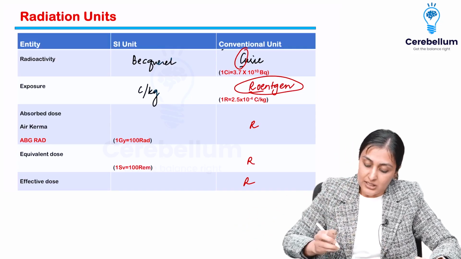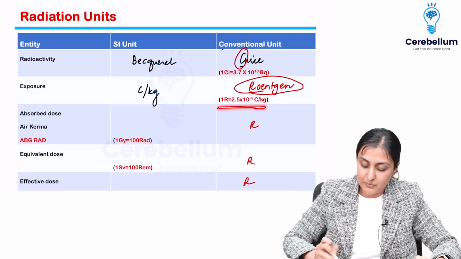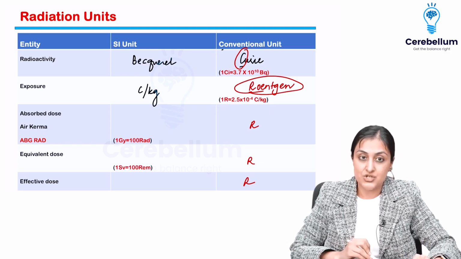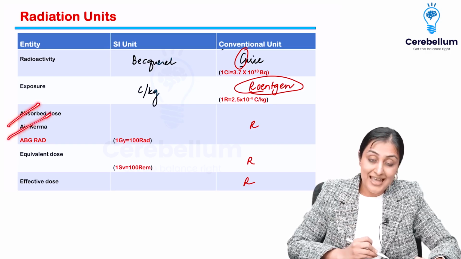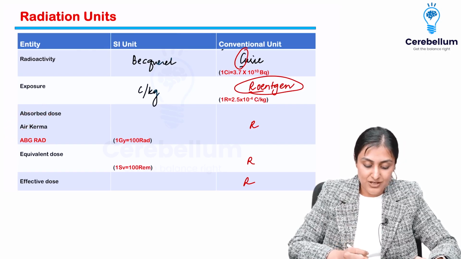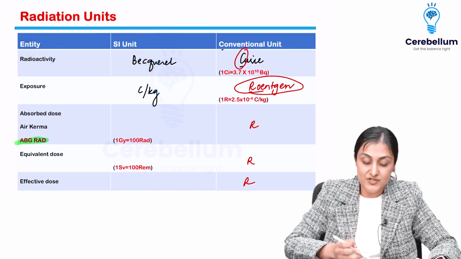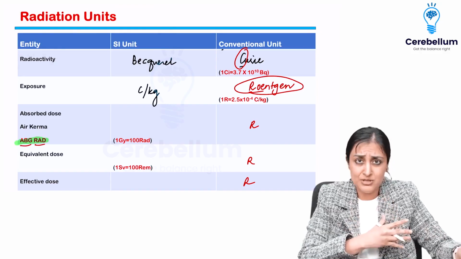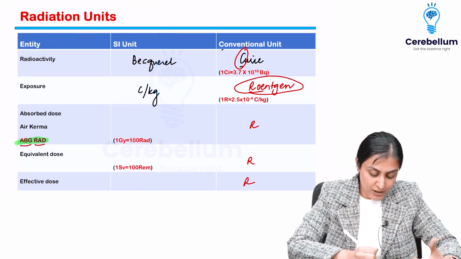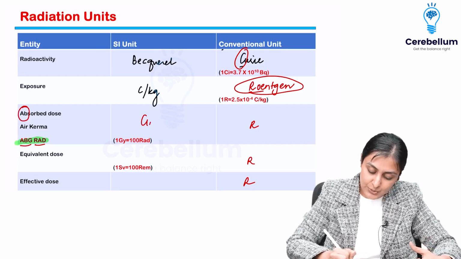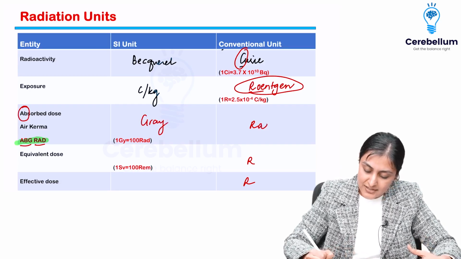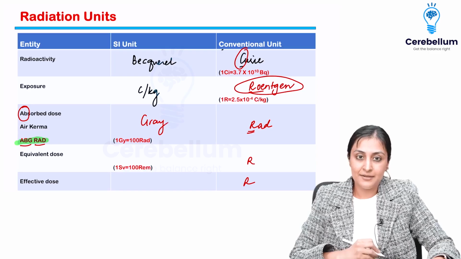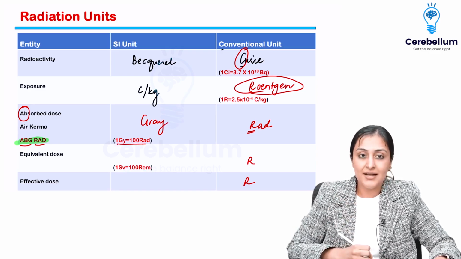So Röntgen, the relation between the two, no need to remember. 1 Röntgen is 2.5 into 10 raised to minus 4 coulomb per kg. Absorbed dose and air kerma have the same unit. For that, you can remember ABG rad. What is ABG rad? You know how we integrate stuff. So we integrate ABG with radiology. So absorbed dose, SI unit is gray, R is conventional. So that's rad. So gray and rad. 1 gray is 100 rad.